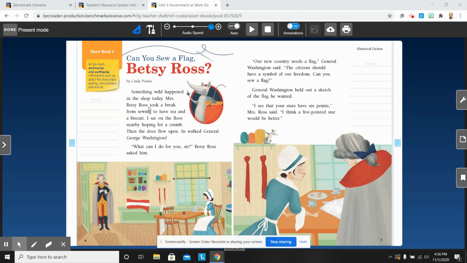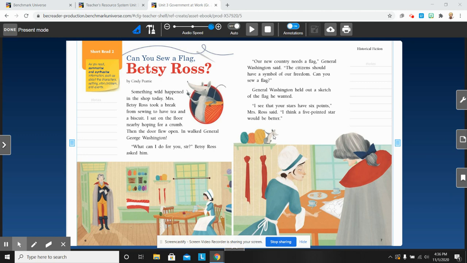Let's think about who might be telling this story. He's talking about Miss Betsy Ross took a break from her sewing. I bet that is this lady right here because I notice on the table there's thread and cloth and she's been sitting down sewing. So here's Betsy Ross. He says that in walked General George Washington. So I'm guessing the mouse is telling the story because he's describing what he is seeing.